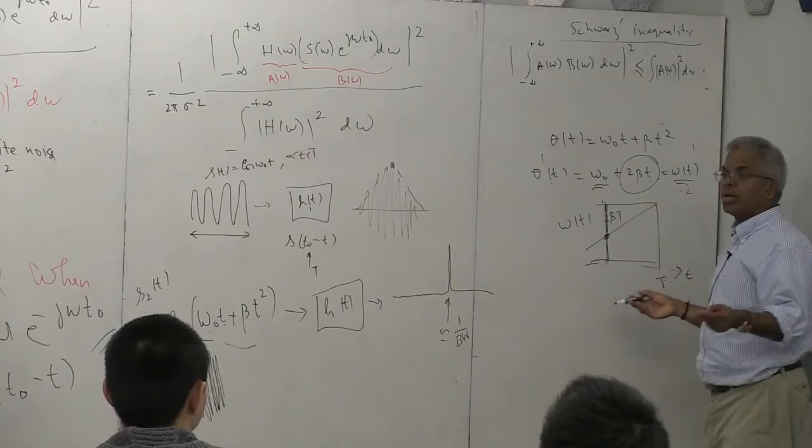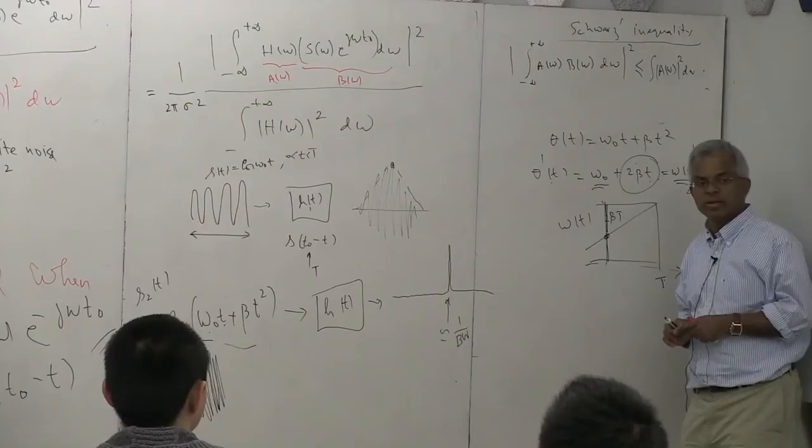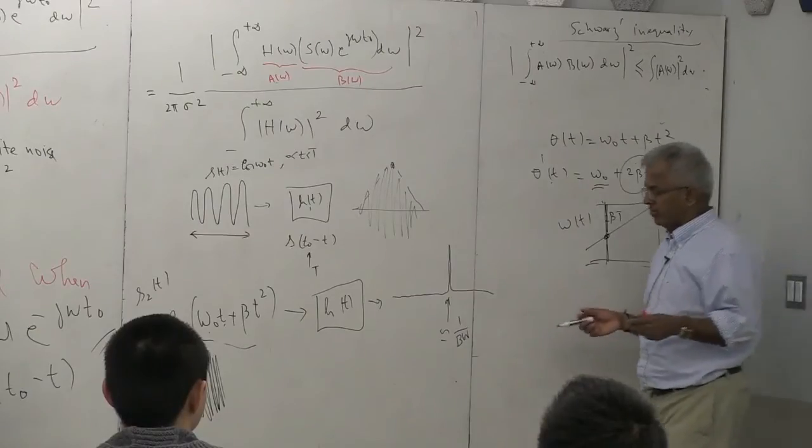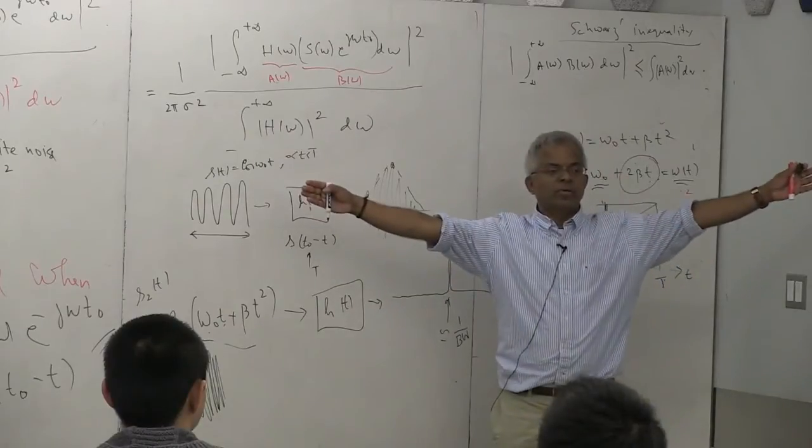So the longer you wait, there is no free lunch or free dinner, either way. If you wait long enough, of course you will get a compressed pulse, but you are also using up a lot of bandwidth in the beginning.